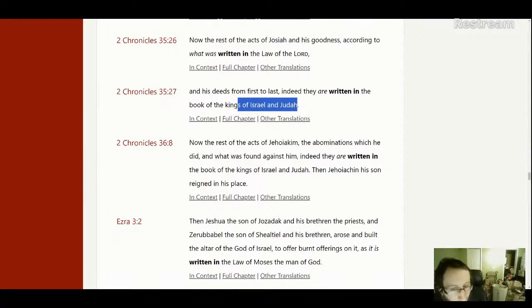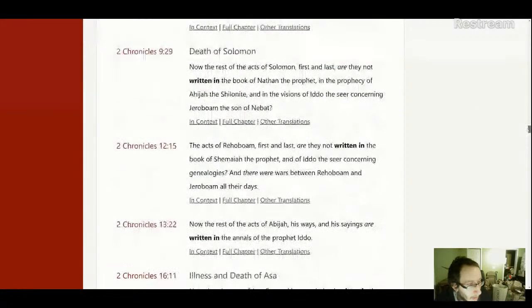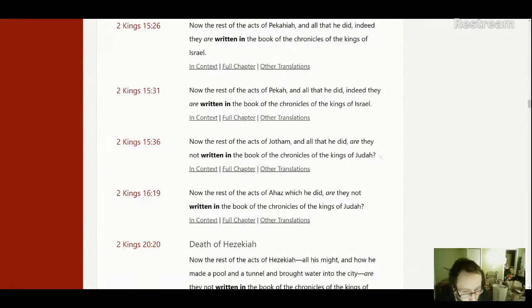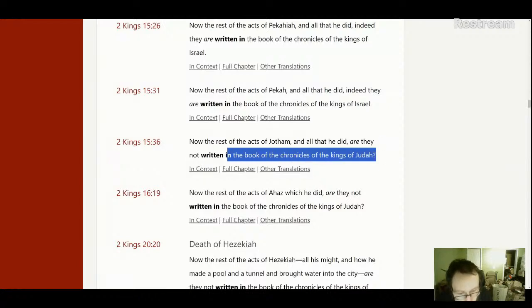1st and 2nd Kings gives the accounts of both the Kings of Israel and the Kings of Judah. But 1st and 2nd Chronicles gives the account only of the Kings of Judah. So it appears to be the case that whenever 2nd Chronicles mentions the book of the Kings of Israel and Judah, that's referring to 1st and 2nd Kings. And when 1st and 2nd Kings refers to the books of the Chronicles of Judah, that appears to be referring to 1st and 2nd Chronicles, because it matches the exact character of the book.